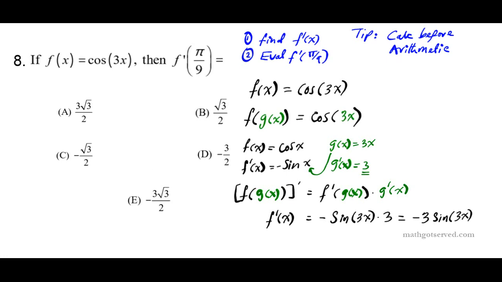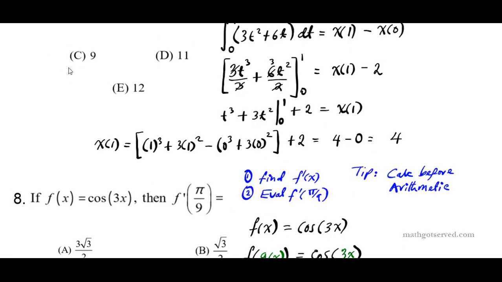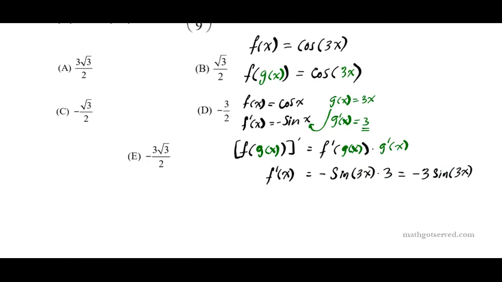Now, we're going to advance to part 2, which is to evaluate the derivative at a particular point, in this case pi over 9. So f prime of pi over 9 is equal to negative 3 sine 3 times pi over 9. All right, so that becomes negative 3 sine. We can reduce the argument of your sine function: 3 goes into 9 three times. So we have negative 3 sine pi over 3.